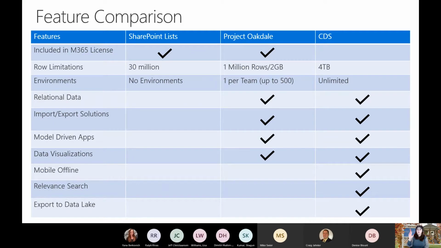The rest of the comparisons are really between Project Oakdale and the Common Data Service. So with Oakdale, you're still going to have the ability to import and export these Oakdale-based applications as solutions so you can deploy to different tenants. You're also going to have the ability, it's not there in this current iteration, but it is coming, to have model-driven applications within Project Oakdale and data visualizations as well. So where the features start to fall off is when you get to mobile offline, relevant search, and exporting to data lake. Those functionalities aren't going to be included in the Project Oakdale, but you can take advantage of those in the Common Data Service as it is today.